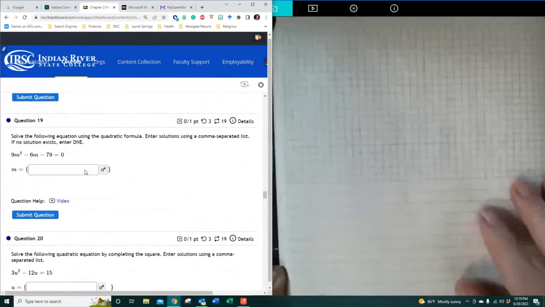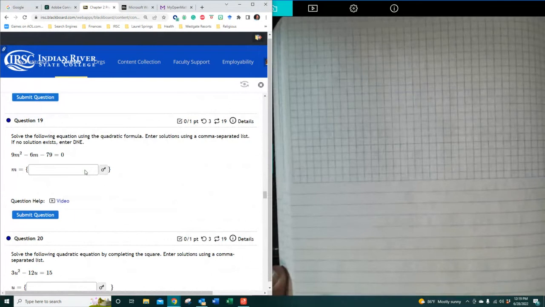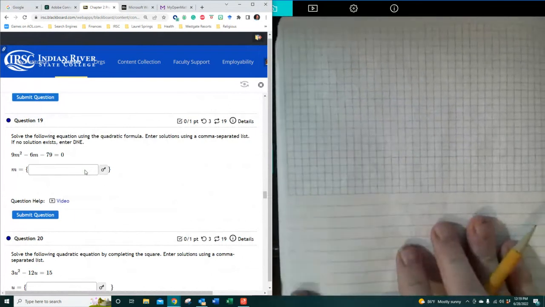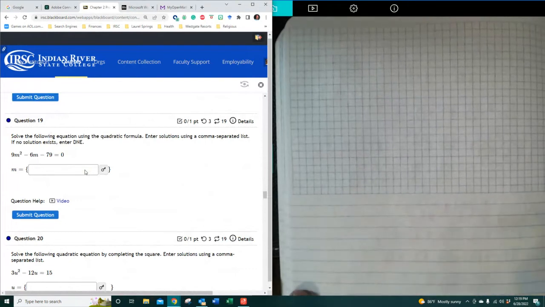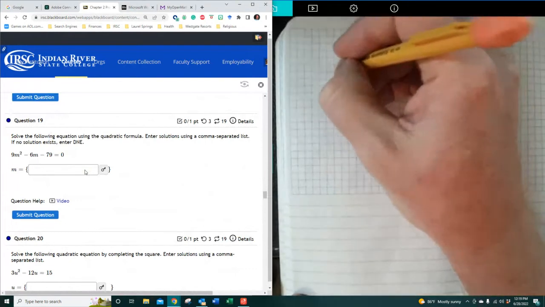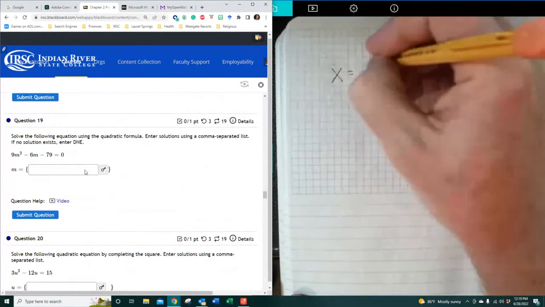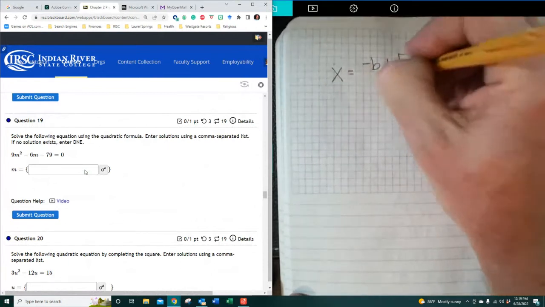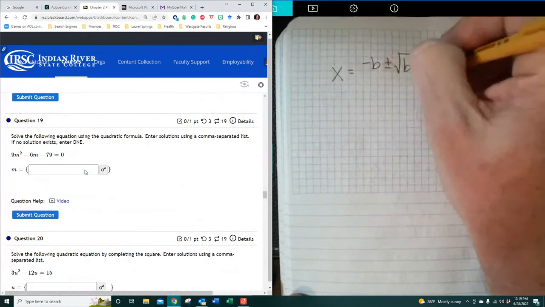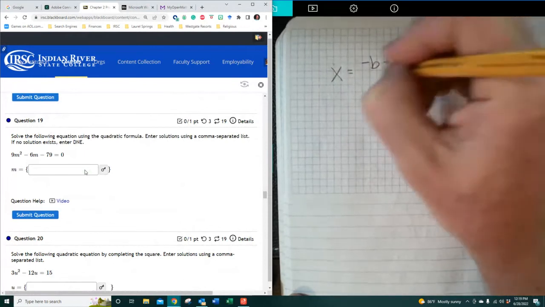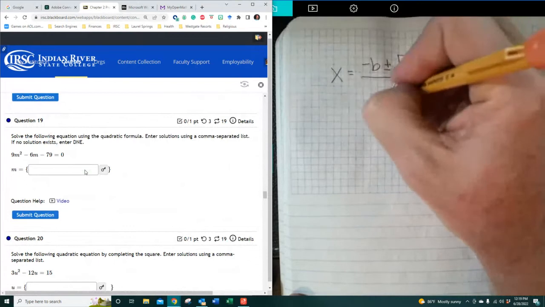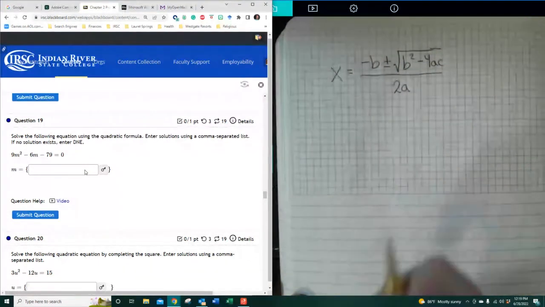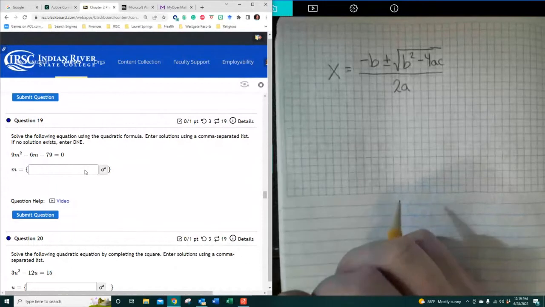Now, it says to use the quadratic formula. It's probably suggesting this because it would be the best approach to get the answer. So you've got to recall that x equals negative b plus or minus the square root of b squared minus 4ac, all over 2a. You're going to have to recall that. You don't get to use notes on the test.